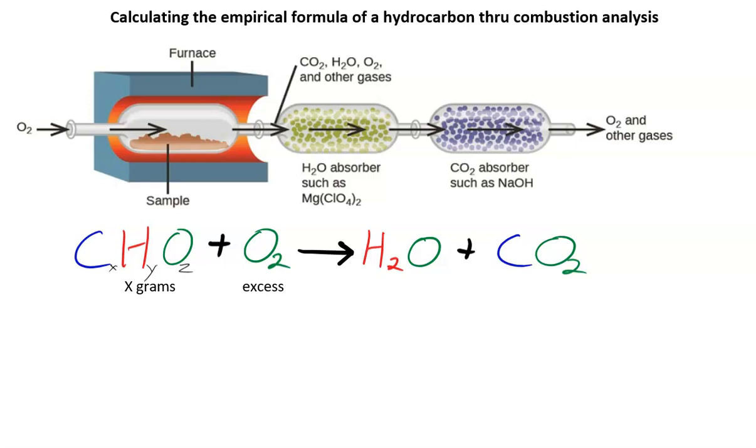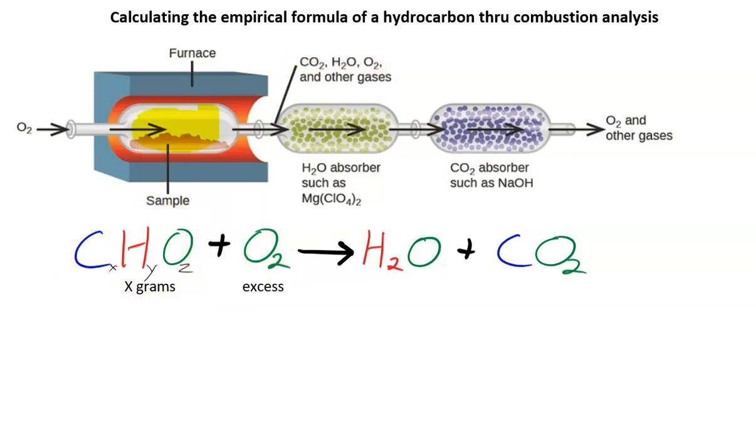We are going to weigh out a sample and put it into a furnace. And then we're going to add an excess of oxygen, which means we don't know how much this is, and we're going to burn it completely. In a complete combustion reaction of a hydrocarbon, you're going to get carbon dioxide and water. And since the oxygen is in excess, you're going to get oxygen left over. If there were other elements besides CHO, you might get chlorine or nitrogen or something like that.